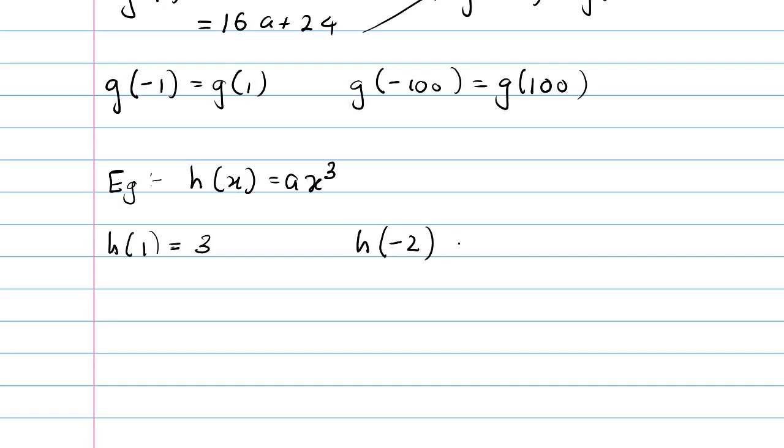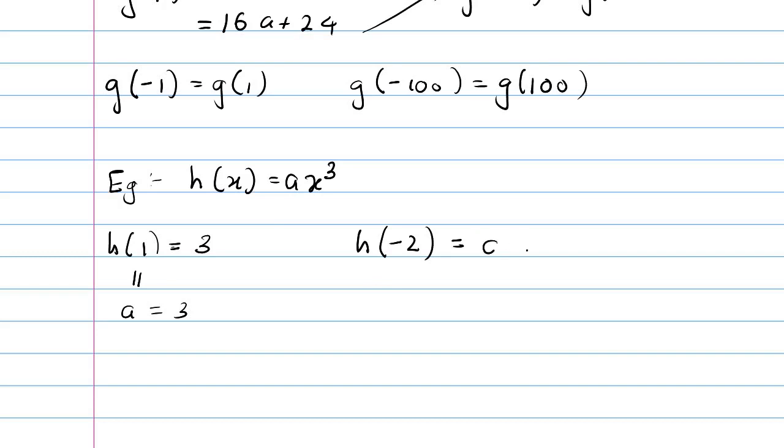Okay, let's see how we can do this. So h of negative 2 is equal to, so what is h of 1? So h of 1, you just plug in 1 into this, you get a equals 3, right? Because you just plug in 1, you get a. And they want you to find this.